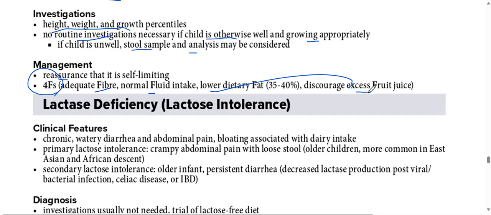We have to give adequate fluids, we have to give fiber, fluids, low fat, and low fruit juice. So two things we need to increase, fiber and fluids, and two things we need to decrease, dietary fat and fruit juice.